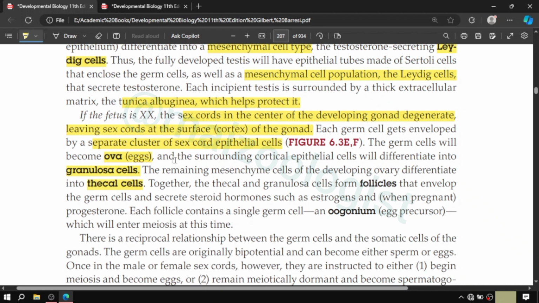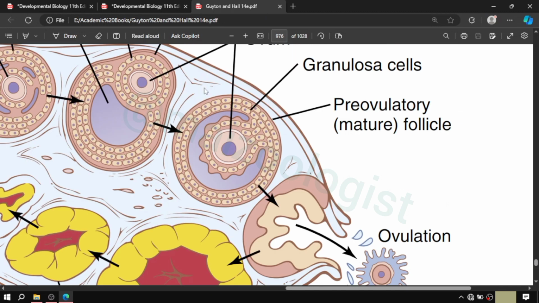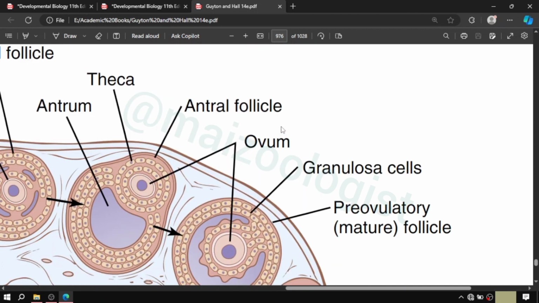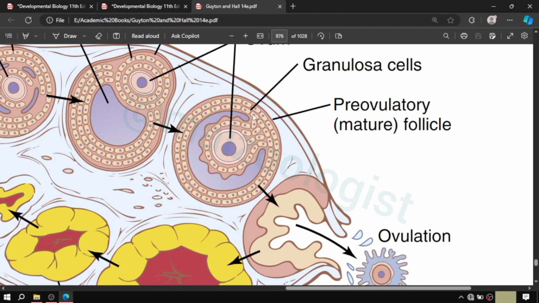So let's take a look at the female reproductive tract, using the Textbook of Medical Physiology as a reference. Here I have the Textbook of Medical Physiology, 14th edition, open in order to make you take a look at the granulosa cells and the thecal cells. Here we can see the multiple layers of cells.